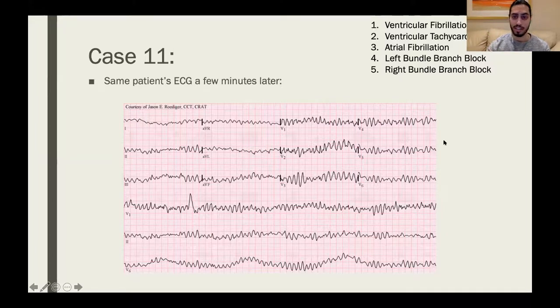This is the classic morphology you'd see in ventricular fibrillation. Not torsades de pointes, we'll come on to that shortly. This is ventricular fibrillation, basically an unreadable ECG. This is also part of the cardiac arrest algorithm. So these patients are really, really unwell and need management straight away.